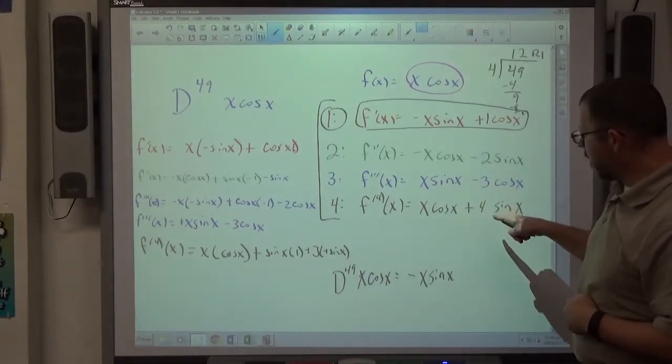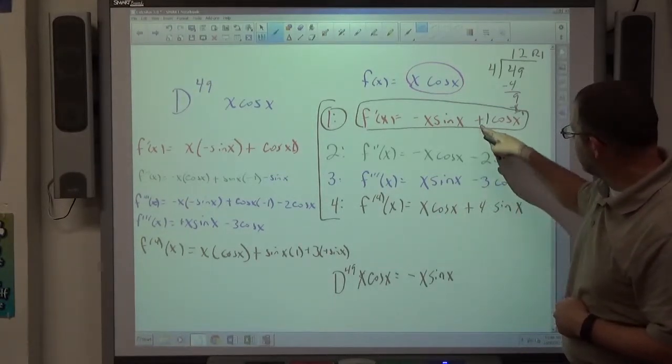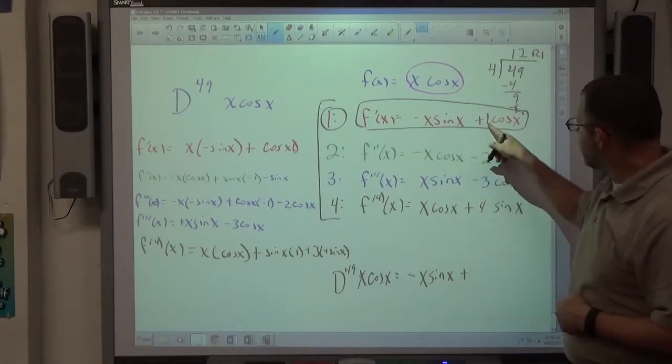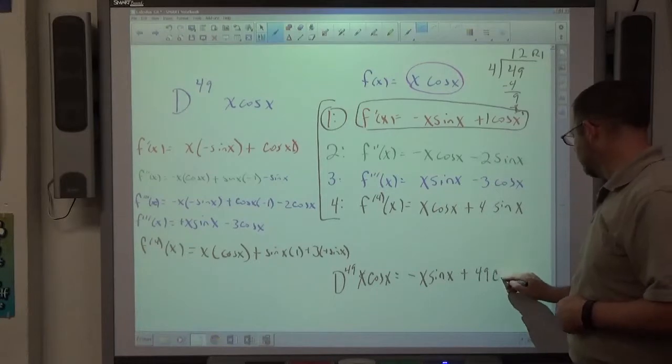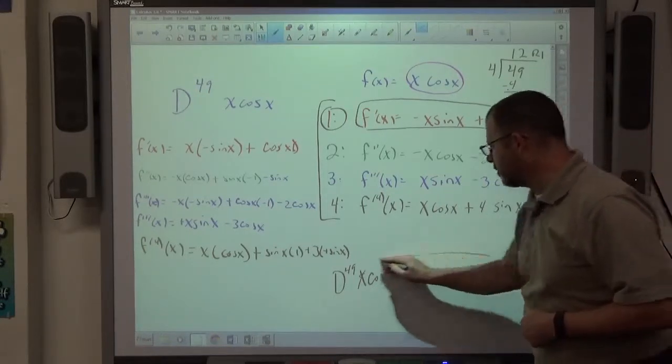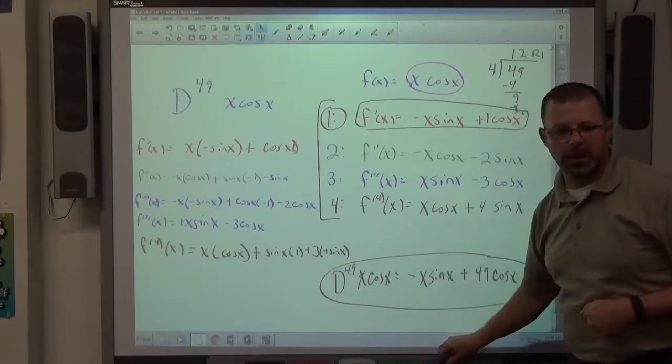The number, I'm here at plus, so it's going to be plus. This number matches the derivative number I'm on, so 49. And this function's cosine of x. So I should expect that to be my 49th derivative if I continued on in the process.